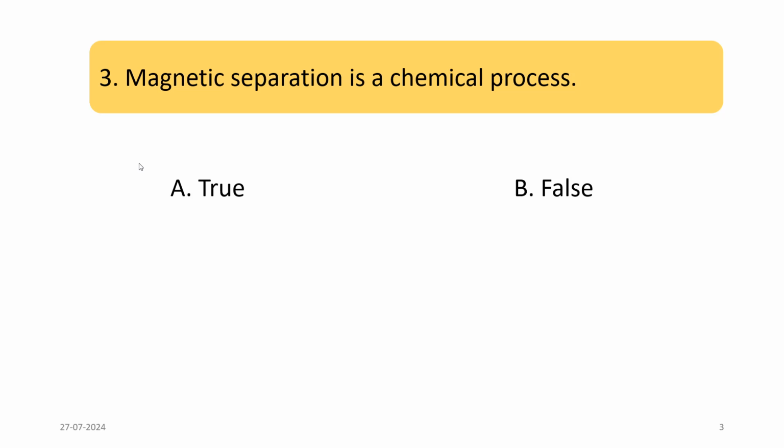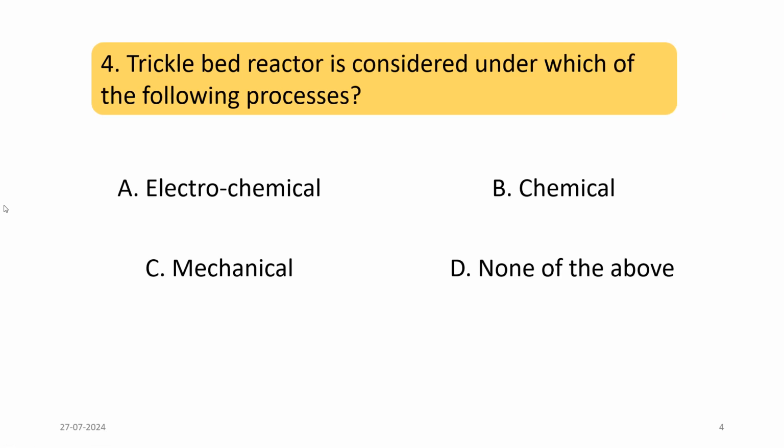Magnetic separations. True, false, sorry, ma'am. False. Yes, it is false because magnetic separation is an electrochemical process. Next is the trickle bed reactor is considered under which of the following processes? Trickle bed reactor, chemical. Yes, it is a chemical process.